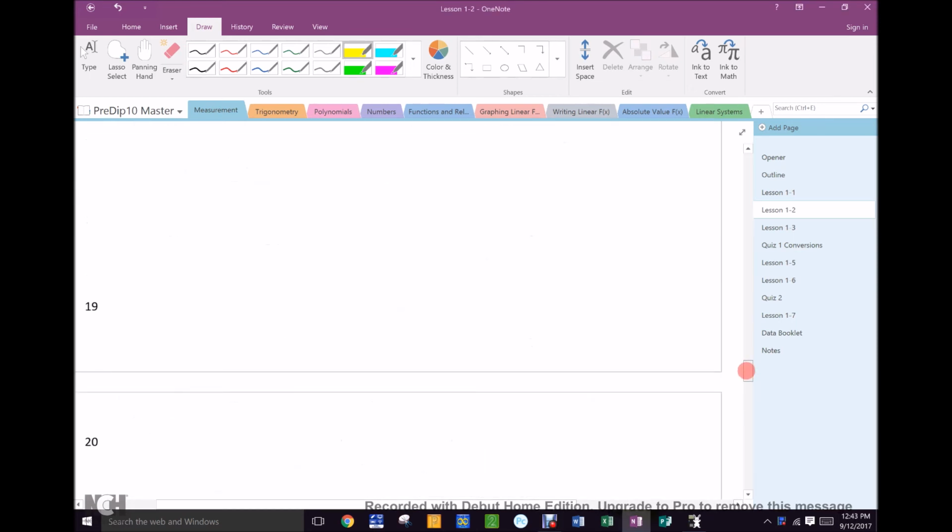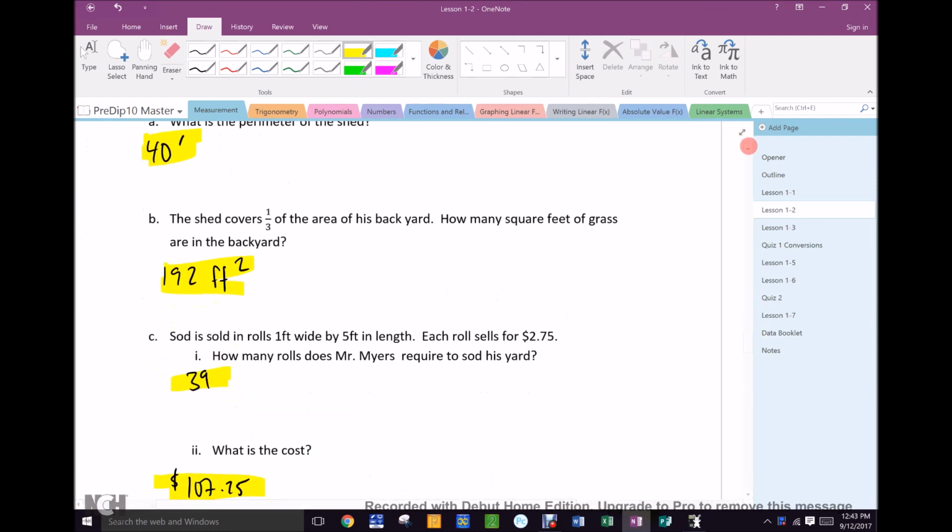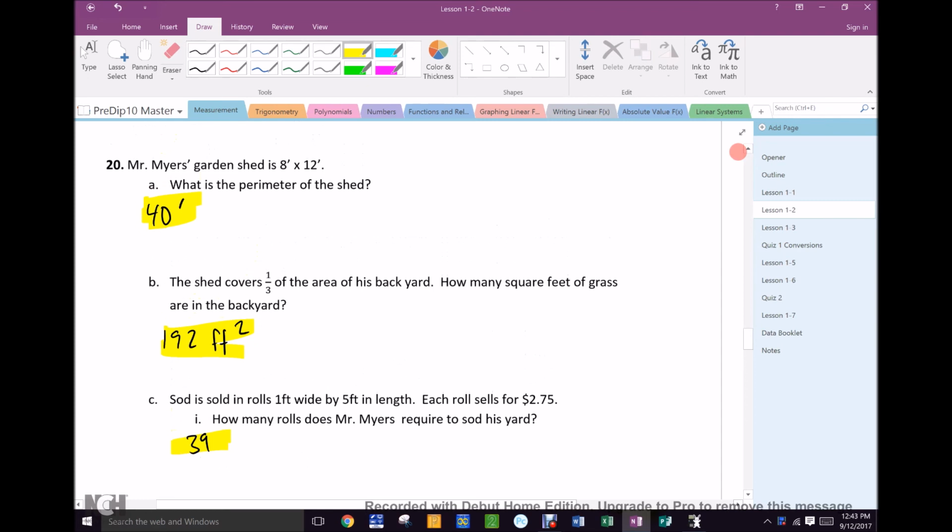Let us make sure that you did the shed question correctly. Perimeter of the shed is 40 feet. Why? Because it's asking for the perimeter, all the way around the shed. There's the shed in yellow. That's 12, that's 8, which means that's 12 and that's 8 for a total of 40 feet.